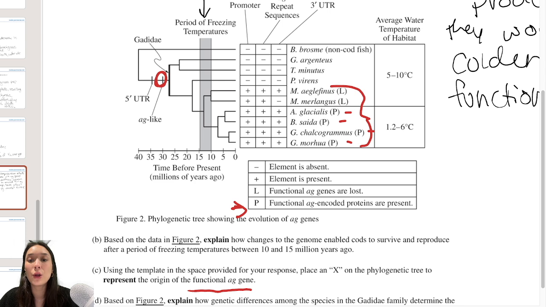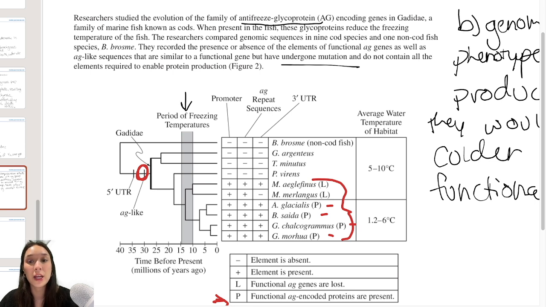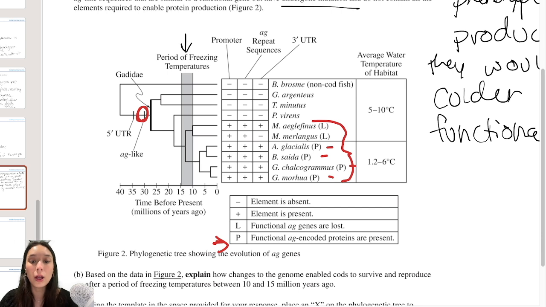However, it's asking for the origin of the initial functional gene. And what they had mentioned in the question happened to these ones that have the L beside them is that AG-like sequences that are similar to a functional gene but have undergone mutation and do not contain all the elements required. So I believe these ones that have the L had functional genes, but they had lost them due to mutation.